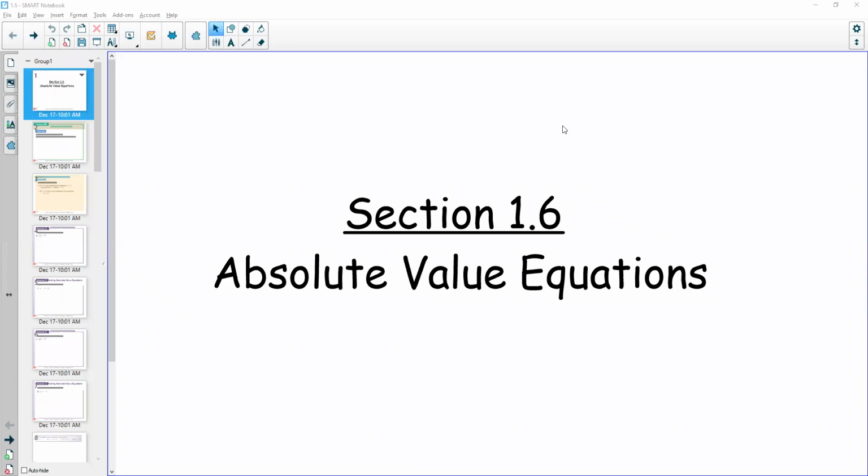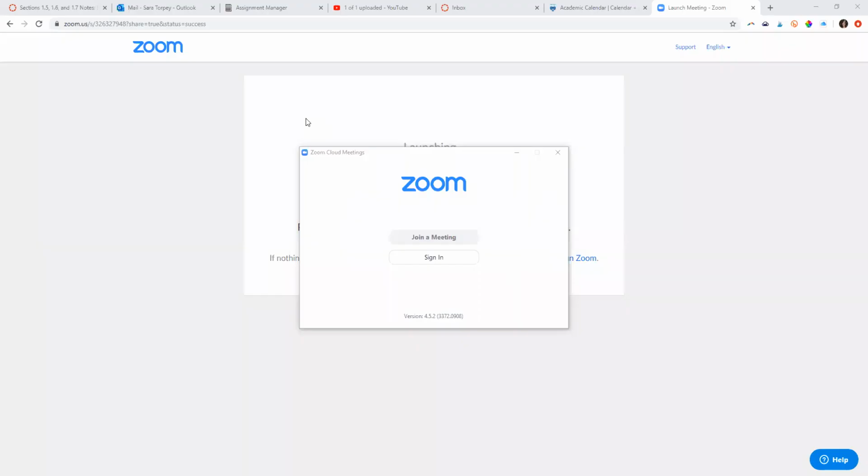Hey everybody, this is the recording for 1.6. This is absolute value equations. So this is actually not a terrible section. What you will need to bear in mind to do it though is that there are a couple of standard practices here that we need to pay attention to as we work.